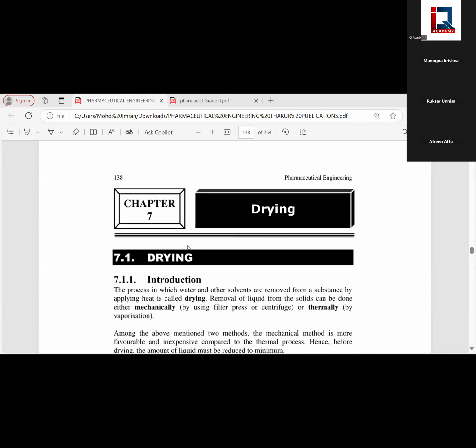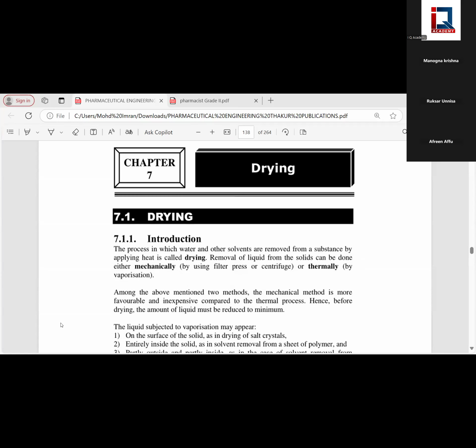Today we are going to discuss drying, factors affecting drying, and the different equipment used in drying. In previous classes we discussed the difference between drying and distillation, and drying and evaporation. In a single line, in drying a small amount of water is removed. Generally, to remove traces of water, we use drying.